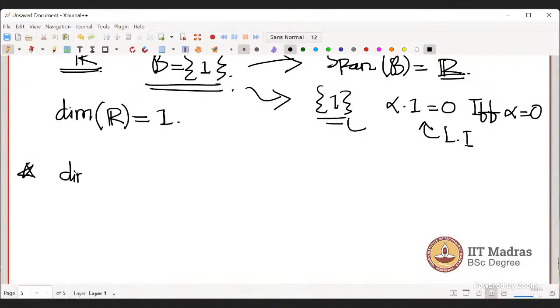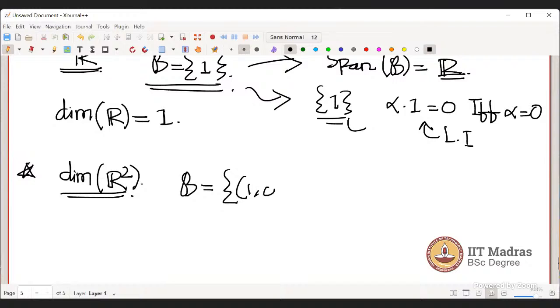Similarly, what is the dimension of R square? 1 0, 0 1, 2. I'm talking about the dimension of R square. It's 2. So how can I show that the dimension of R square is 2? For that, I have to provide a basis, right? Yes, sir. So what will be a basis of R square? (1, 0), (0, 1).